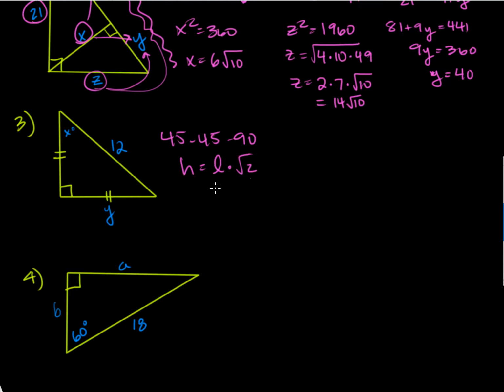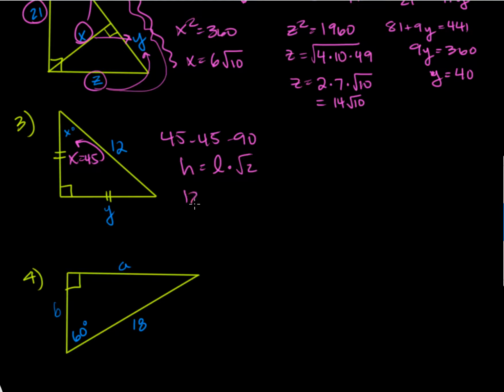So if I look at my two variables in this picture, first of all, I already know that x right here, x would be 45, because like we said, it's a 45, 45, 90, which means that the two acute angles are 45 degrees, and then we have the 90-degree angle there. To find y, we're going to take this hypotenuse equals leg root 2, and we're going to substitute in the values for the two variables that we have in the picture.